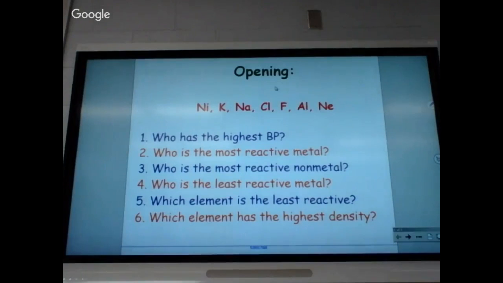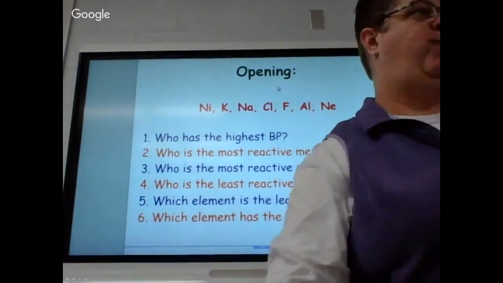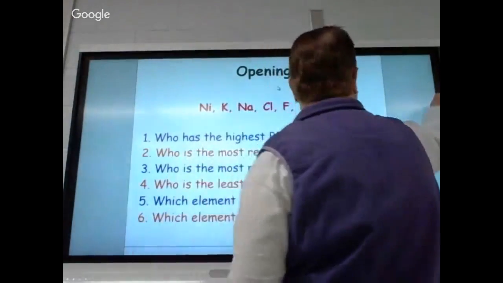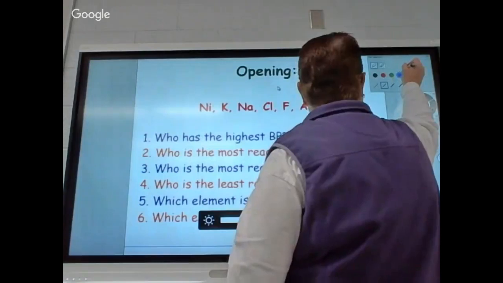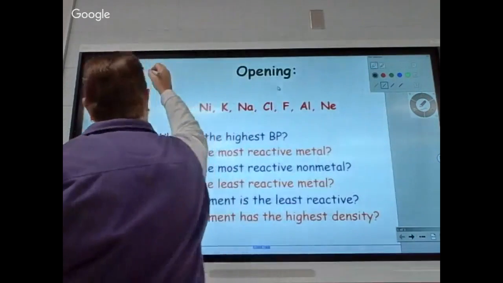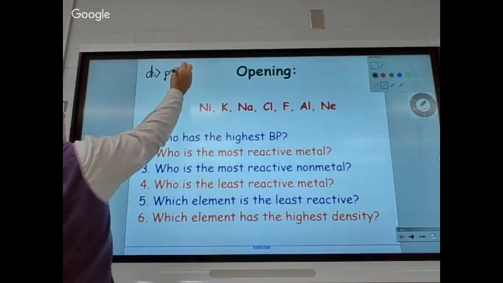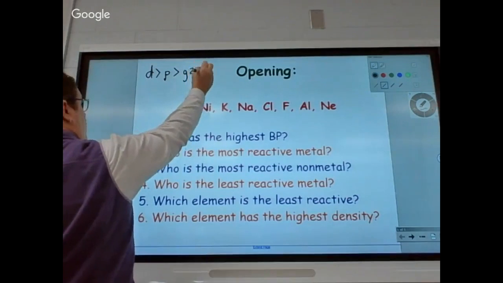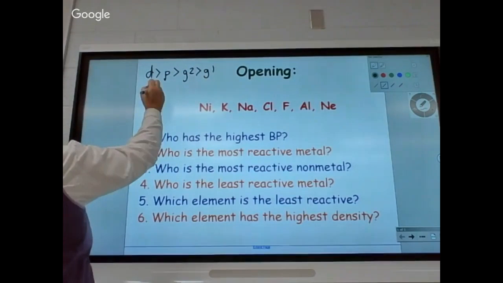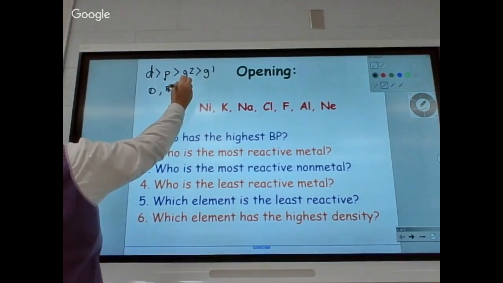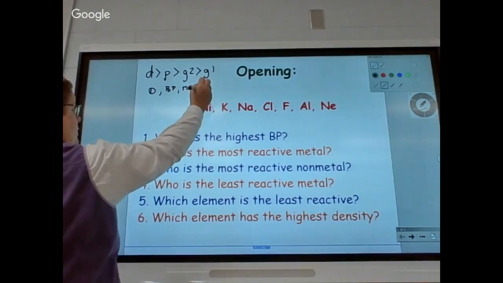And the first half of what you need to remember about trends. So tell me about boiling point. What's the trend for boiling point? It's the opposite of reactivity. So who's the highest? How do we figure out? D block. Okay, so D block is greater than P block, and that's greater than group 1. And this is for density, for boiling point, for melting point, and hardness.